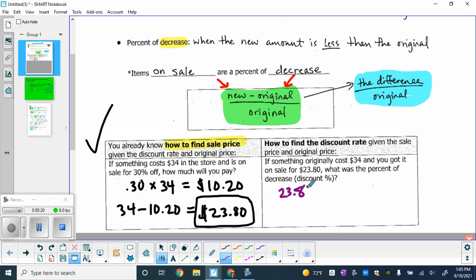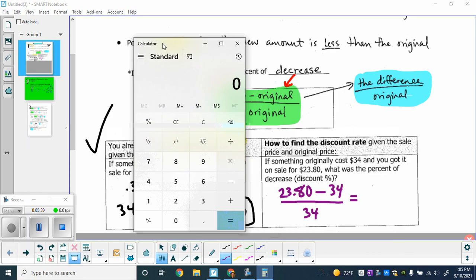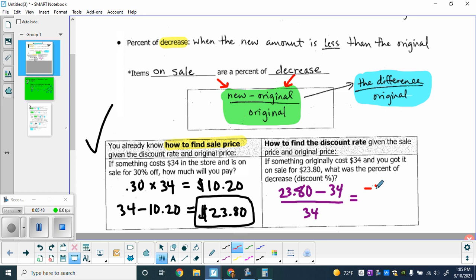So I'm going to take $23.80 and I'm going to subtract the original price. And I'm going to end up dividing by the original, so I'm going to go ahead and put the 34 there as well. Now what this does is it gets the difference. It tells me how much I saved. So again, in your calculator, if you do $23.80 minus the 34, it's going to say, see, it's negative. You saved $10.20. So it came down $10.20.